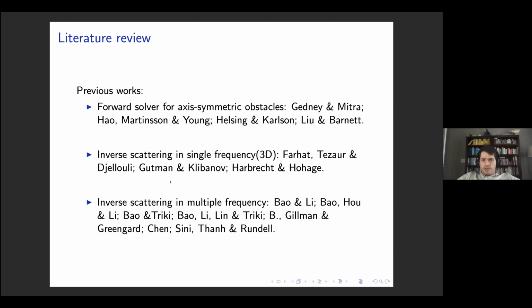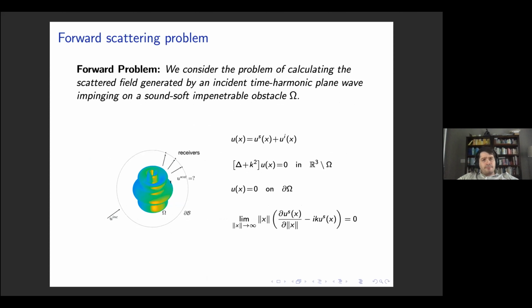Just to cite some literature review, there are some forward solvers by those authors. For inverse scattering at single frequency in 3D, you have those authors. And for multi-frequency, in this last line, we are going to be dealing with the type of work that Chen and Gang Bao have been doing for several years. So let's go to the forward scattering problem. What is the idea? You have some sort of obstacle. In this case, we're considering a sound-soft impenetrable obstacle.